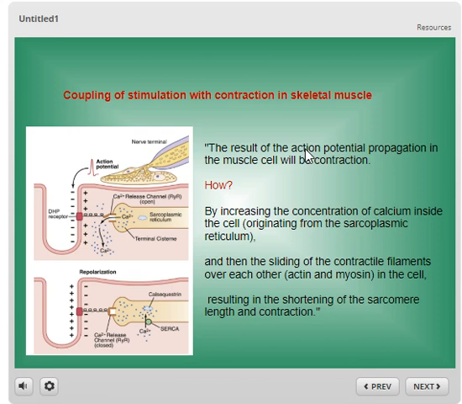shortening and contraction. The coupling of stimulation with contraction in a skeletal muscle involves the propagation of action potentials, a significant increase in intracellular calcium concentration from the sarcoplasmic reticulum, and the sliding of actin and myosin filaments. This coordinated process results in the shortening of the sarcomere and the contraction of the muscle.